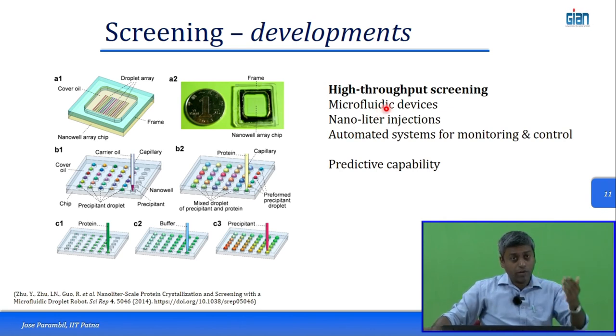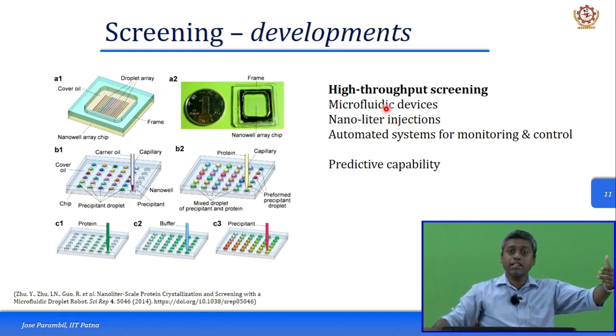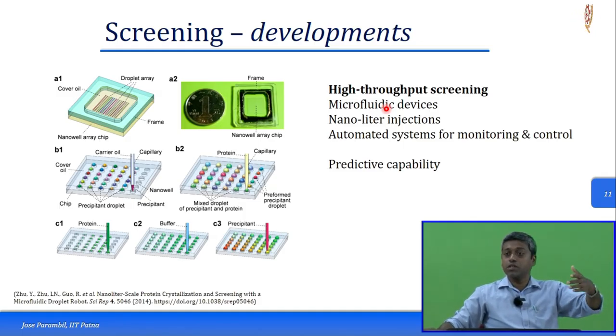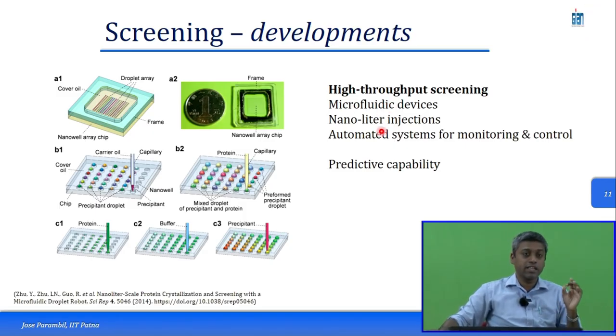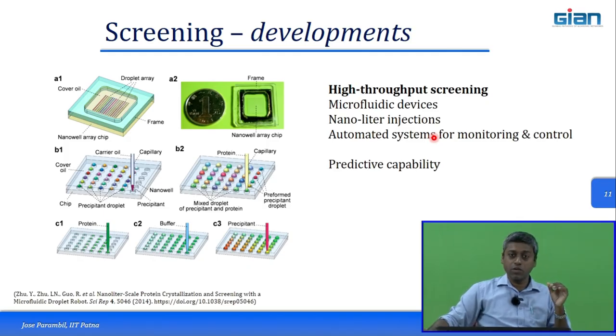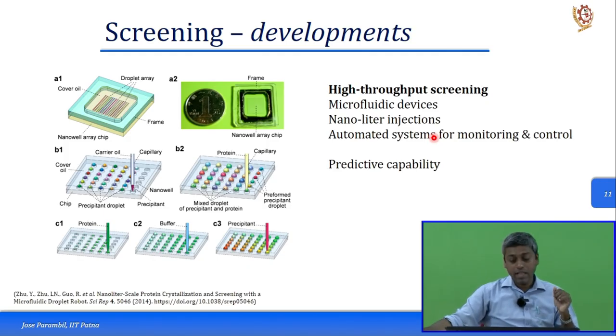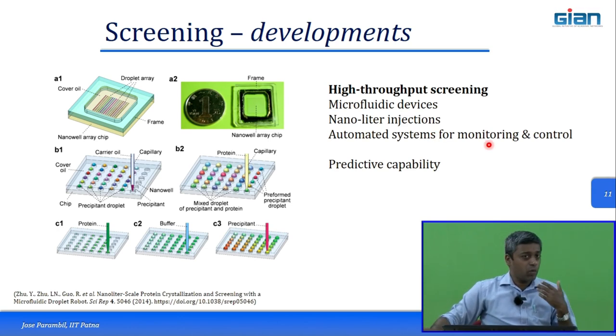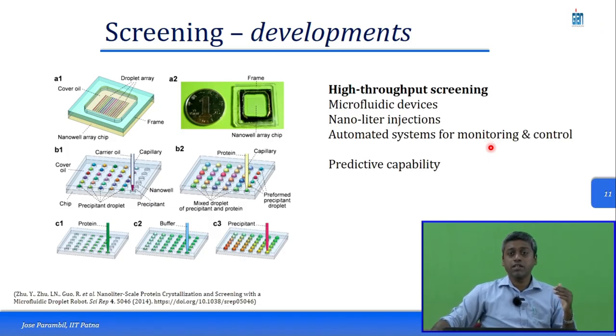We started with milliliter scale experiments. Then the industry went down to microliter scale experiments, and now we are even in the range of nanoliter injections. Because as I told you, one of the major challenges is that you don't have much protein to start with. So how do you use that for hundreds, if not thousands, of experiments? Automated systems are becoming very common, reducing human intervention and making it much more accurate, including monitoring as well.